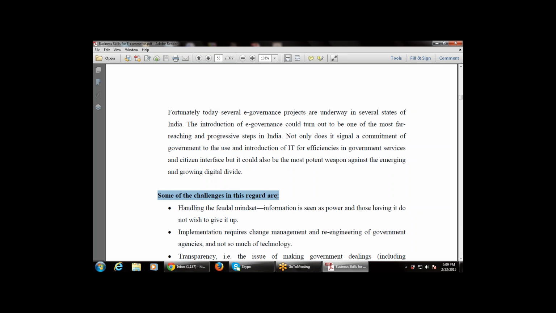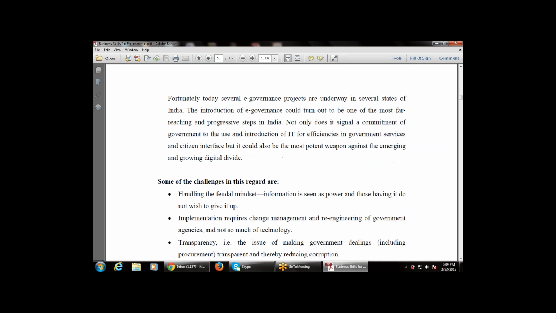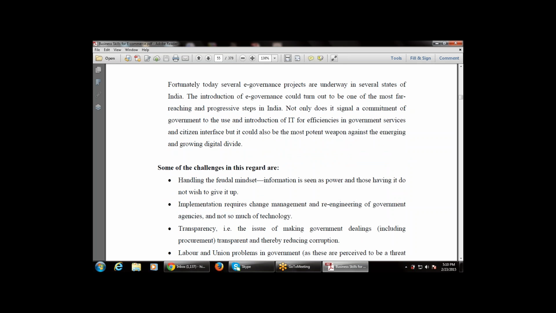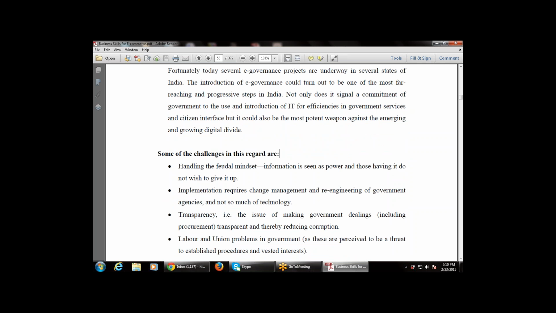Some of the challenges in this regard: what are the challenges available for e-governance? First of all, handling the feudal mindset. There are different mindsets for different people. Information is seen as power, and those having it do not wish to give it up.